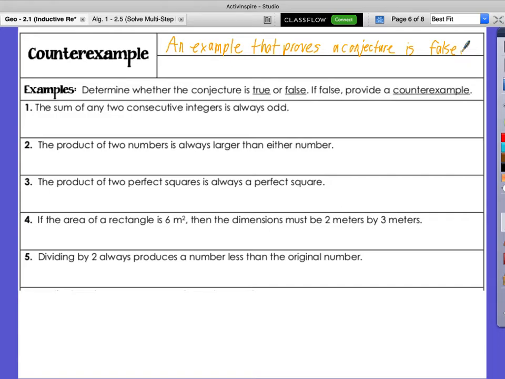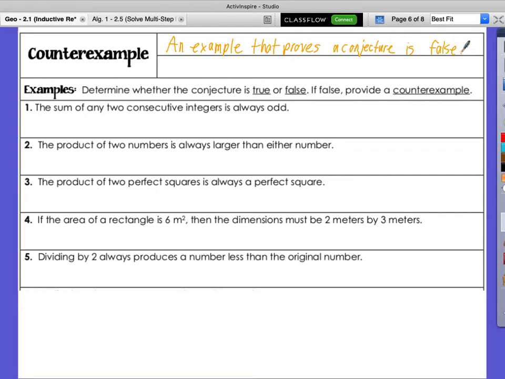It's an example that proves a conjecture is false, okay? We're saying that either a conjecture is always 100% of the time true, or it's false. So to prove it false, we only need one instance where it's not true. We're going to determine whether these conjectures are true or false, and if they're false, we're going to provide the counterexample, okay?